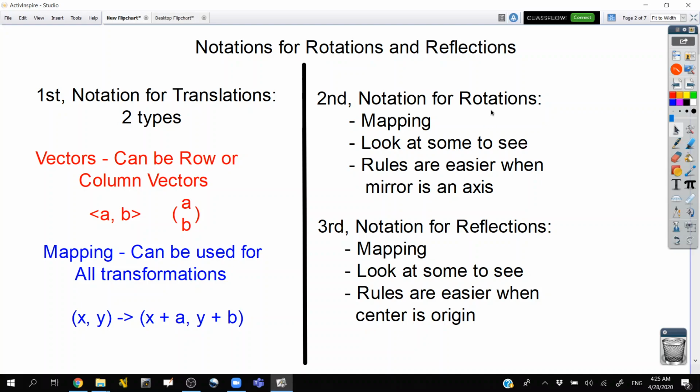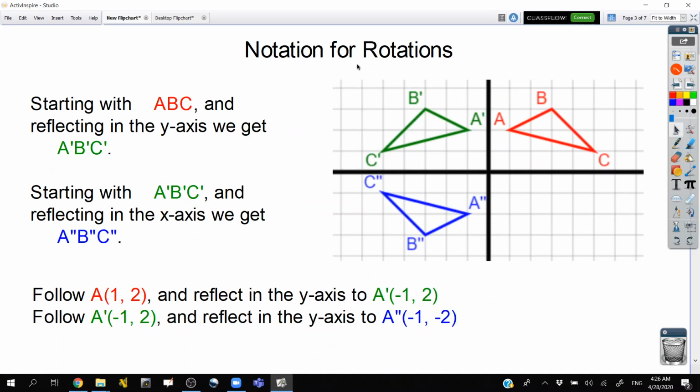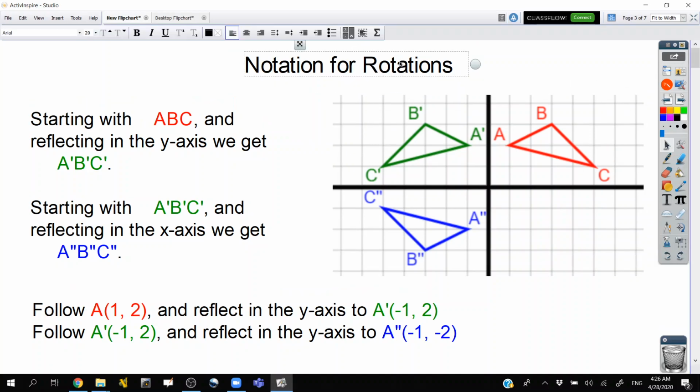And the rules are easier for reflections when the mirror is one of the axes, either the x or y axis. The rules are easier for a rotation when the center is the origin. So those are the ones we're going to look at, and they're really the ones that I care about in terms of knowing how mappings work. So let's look at them. Notation for rotations. That should say reflections. Sorry. Let's just change it now. Reflections.